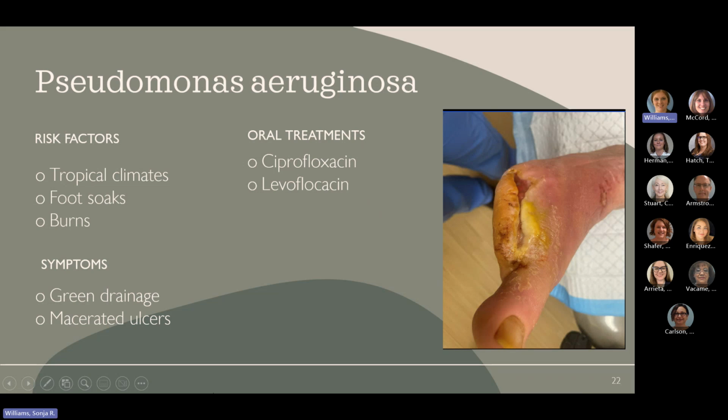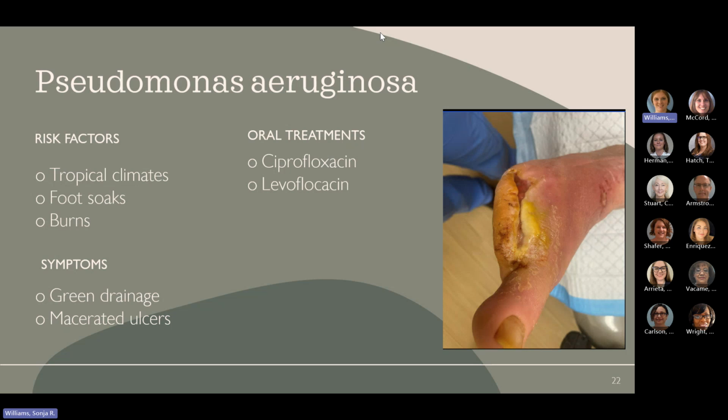So the next case, and I feel like this is one that is overlooked more because MRSA gets so much attention, but Pseudomonas is actually a bacteria that can be very aggressive and is undertreated, undercovered in empiric therapy. Risk factors are tropical climates, patients that soak their feet in warm water, and burns as well can develop Pseudomonas infections at a higher rate.